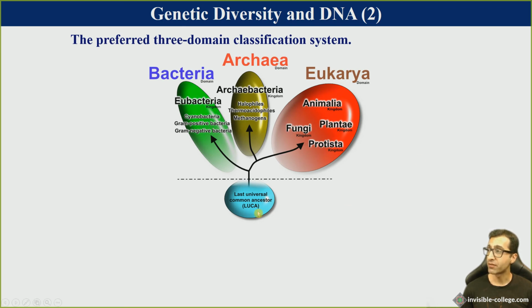We have the domain of the bacteria, the domain of the archaea. These are the two prokaryotic domains. And we also have the eukarya domain, which contains the familiar kingdoms that we referred to before. Now, all of these were thought to have been derived from a common universal ancestor.